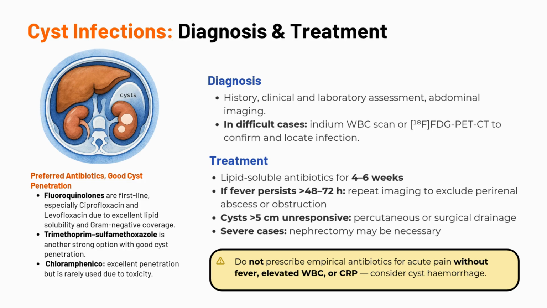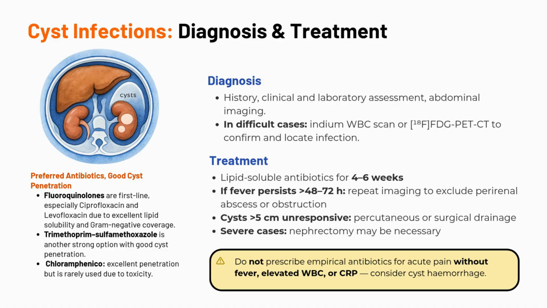Antibiotics with poor penetration, like beta-lactams, ceftriaxone, and Tazocin, have limited cyst penetration. Aminoglycosides such as gentamicin should be avoided when possible due to poor penetration and nephrotoxicity. These can be used initially in sepsis, but should not be relied on for definitive therapy. Treatment should be prolonged, typically 4 to 6 weeks. Shorter courses are associated with relapse due to poor antibiotic diffusion into the cyst.